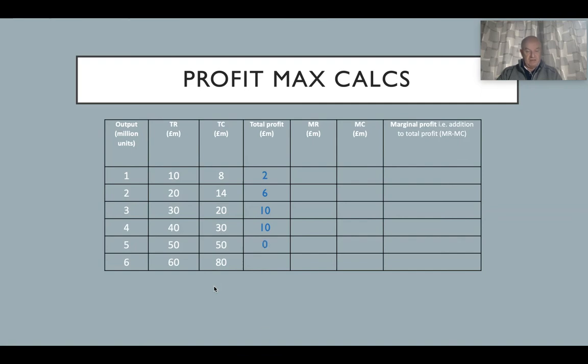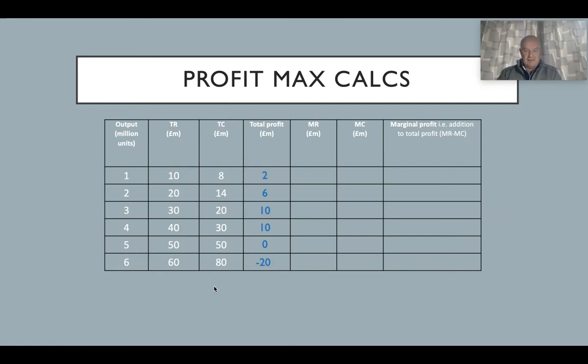And then we get to a situation at 5 million units where we're not making any profit at all. Total revenue equals total cost. And that is quite an important example that we'll look at in a bit more detail. And then finally, at 6 million units, our total cost actually exceeds our total revenue by 20 million. So effectively, we're making a £20 million loss in that situation.